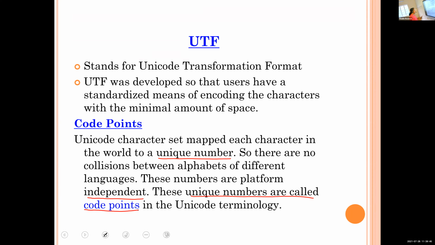Each character has its own unique number. This unique number is mainly used for avoiding the collision between the alphabets of different languages. In Unicode we are representing so many characters, and all the characters have their own Unicode. So to avoid the collision, we are using a unique number. That unique number is known as code points.